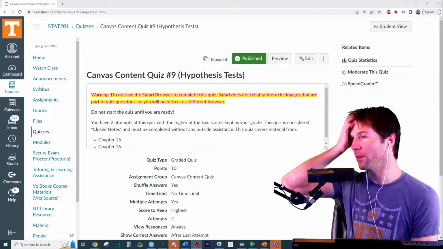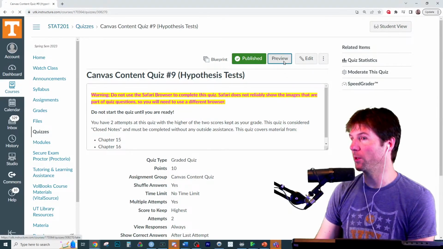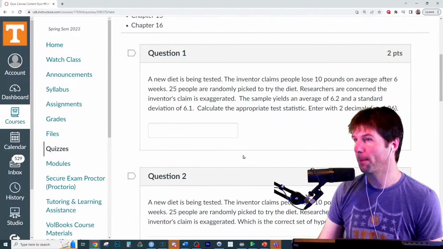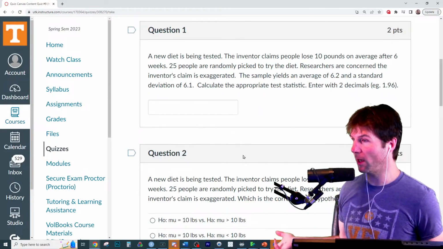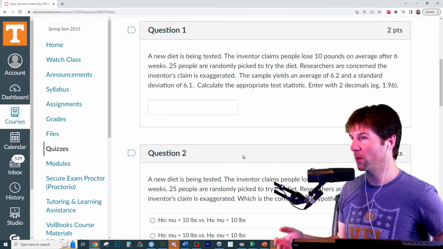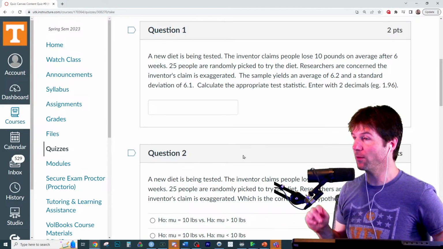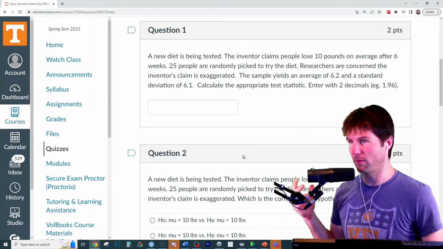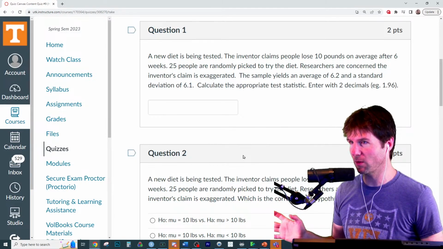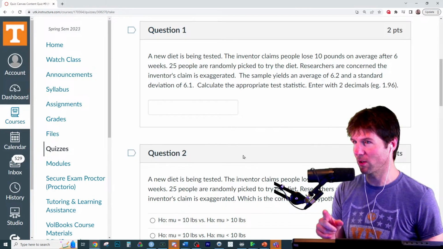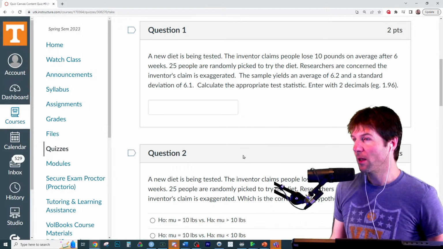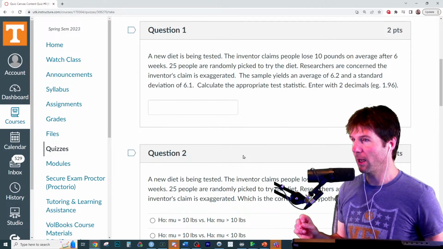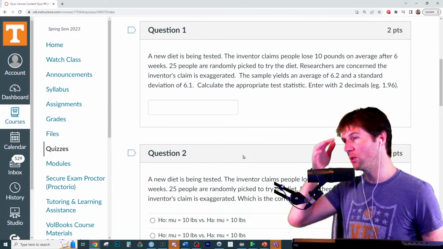Okay, we're going to do 2 versions of this and make sure we understand what we're doing. That's kind of the key to doing the Canvas contents, is to know what we are doing and why. So the first question says, a new diet is being tested. The inventor claims people lose 10 pounds on average after 6 weeks. 25 people are randomly picked to try the diet. Researchers are concerned the inventor's claim is exaggerated. The sample yields an average of 6.2 with a standard deviation of 6.1. Calculate the appropriate test statistic to 2 decimals.